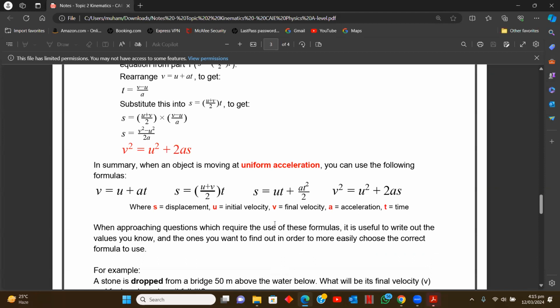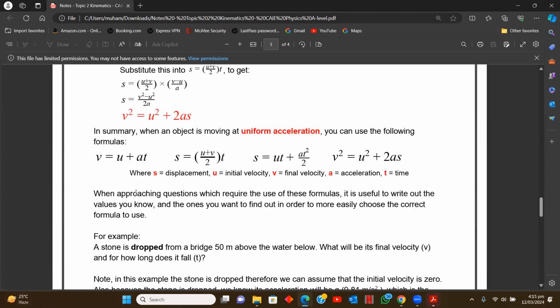It needs a little practice, then we'll know. We'll do a lot of questions related to these equations, then you'll know when to pick up which equation. Okay, let's look at these examples here.